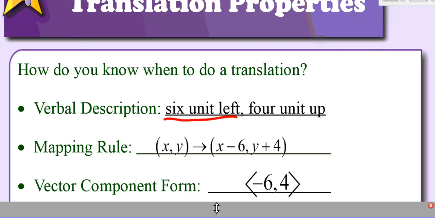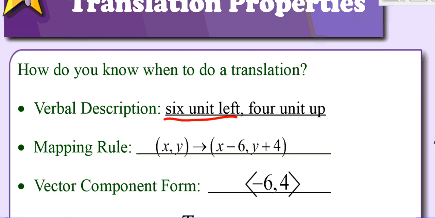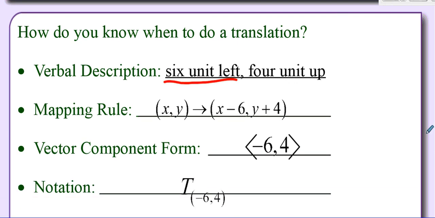You can do the same thing as a vector in component form. You take the number that's with the x and put it first, and the number that would be with the y, put it second, inside these pointed arrow-like parentheses. So all three of these mean the same thing. There's even a fourth one that you might see a couple of times. It's a capital T for translation, and then it just tells you how it's translating, -6, 4. You'll see that one probably the least.